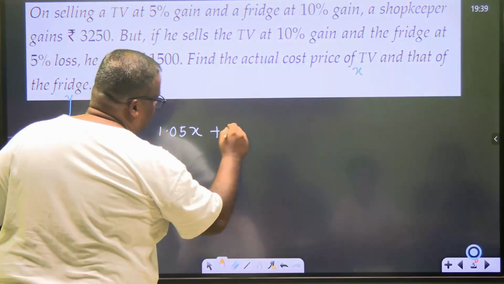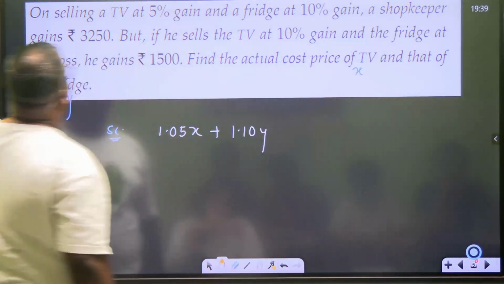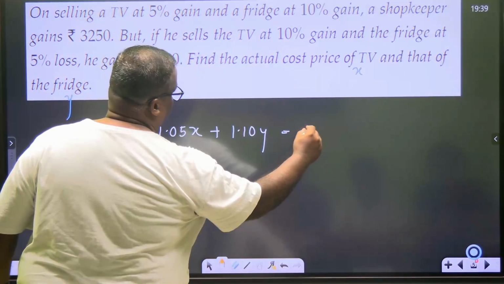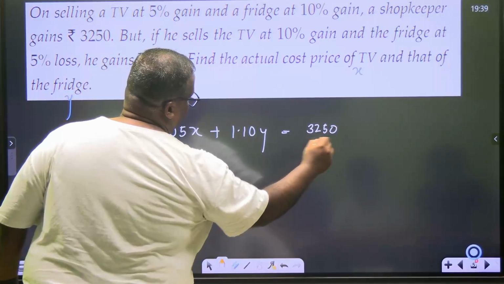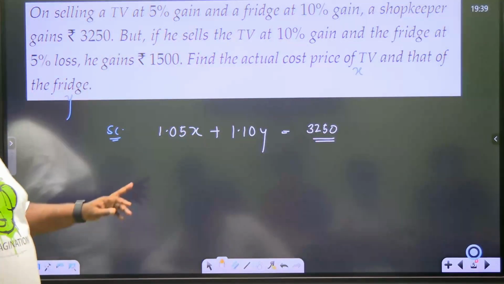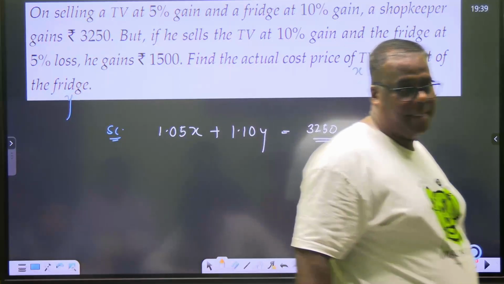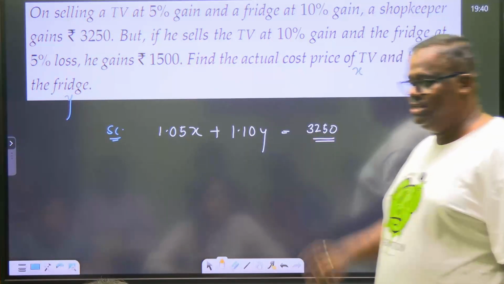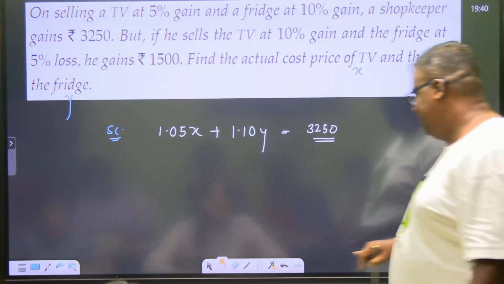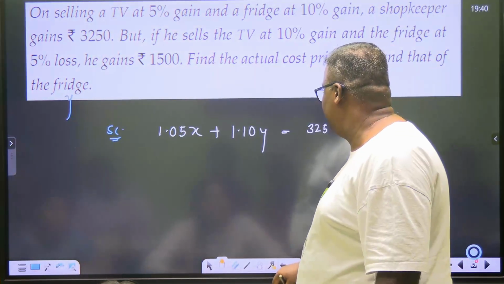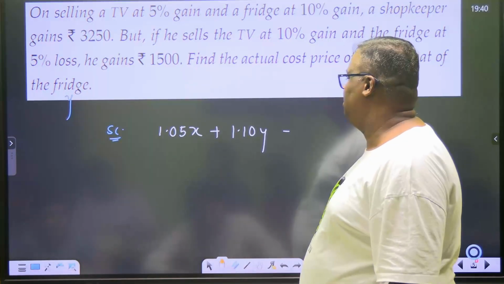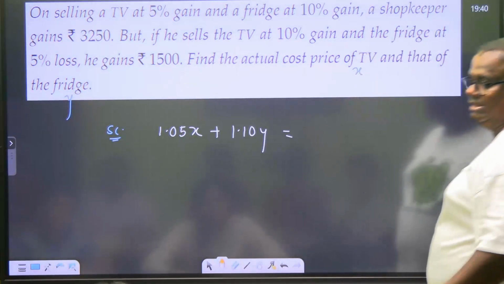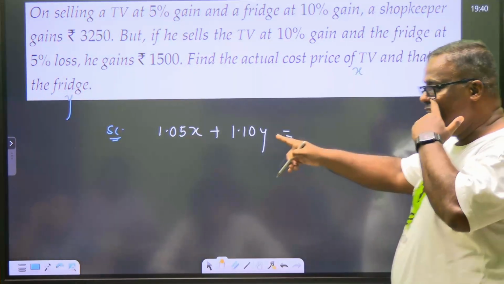So the fridge we are selling at 1.10y. A shopkeeper gains, the gain is how much? 3250. Please understand, the gain is 3250. Don't put this as equal. The gain is 3250. This is the net selling price.